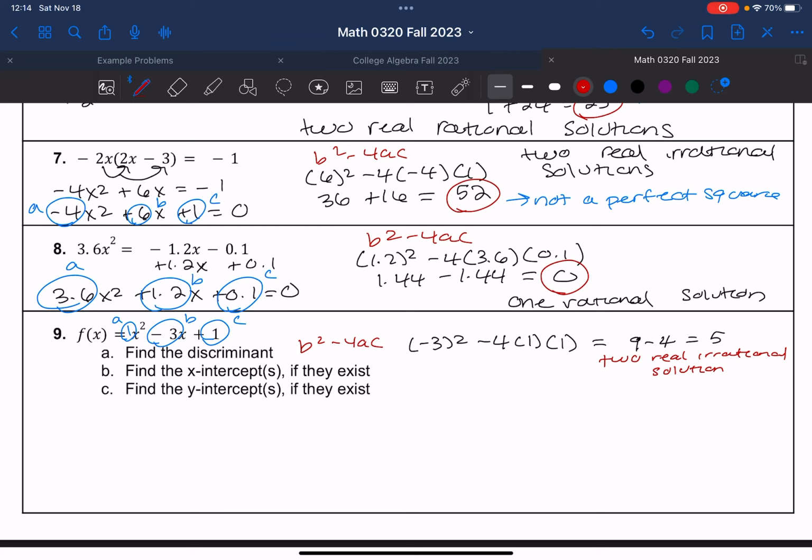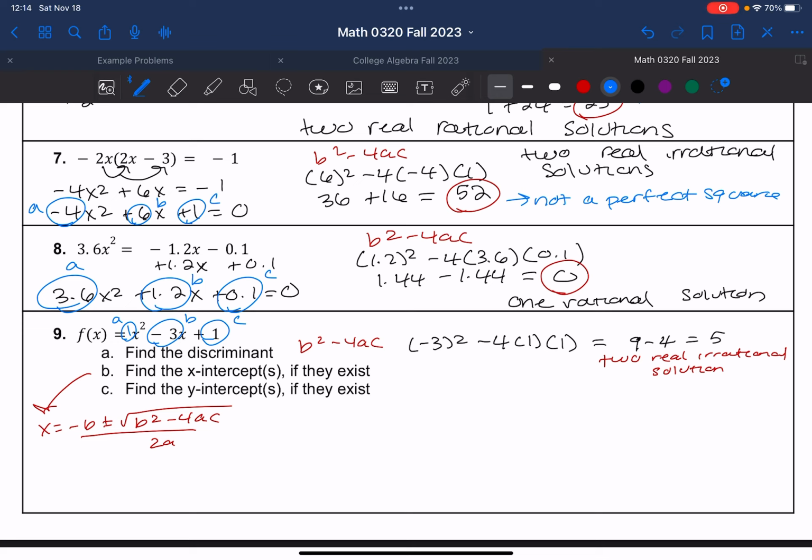Okay, then it says find the x-intercepts. So remember, the x-intercepts can be found when y is equal to 0, and the y-intercepts can be found when x is equal to 0. So in this part, if y is equal to 0, that means we're going to be using the quadratic equation. So x is equal to -b plus or minus the square root of b squared minus 4ac over 2a.